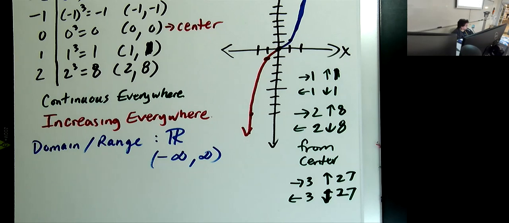Having fun? How many more we got? We've got square root, cube root, absolute value and piecewise. Oh, and sideways square.